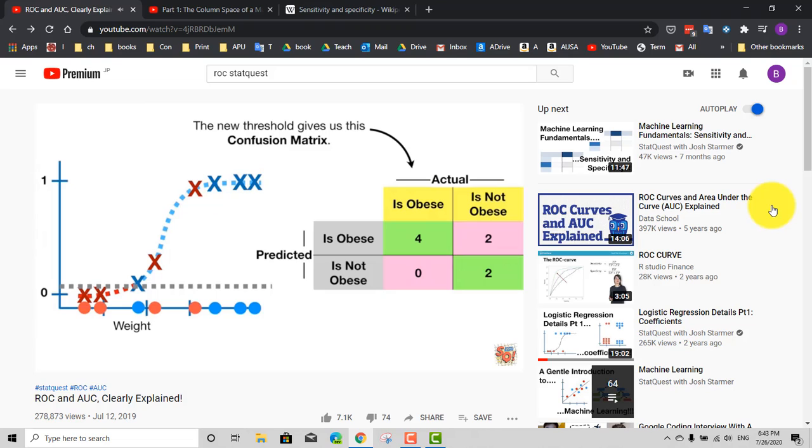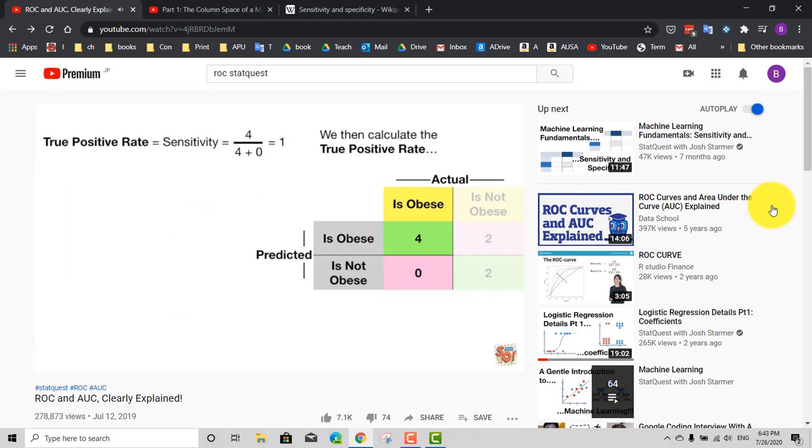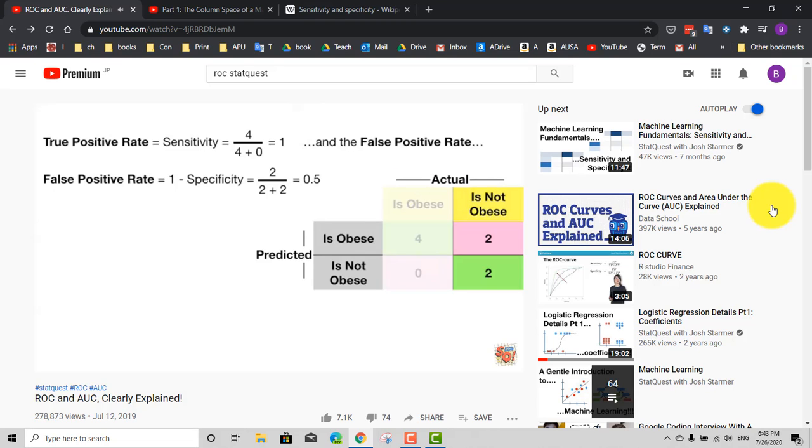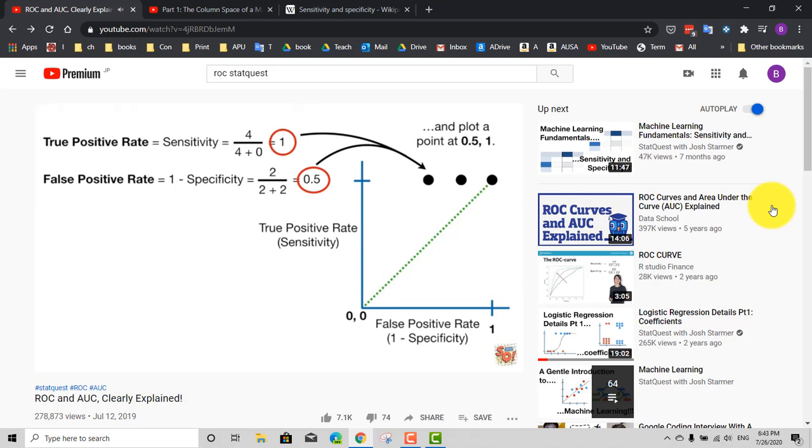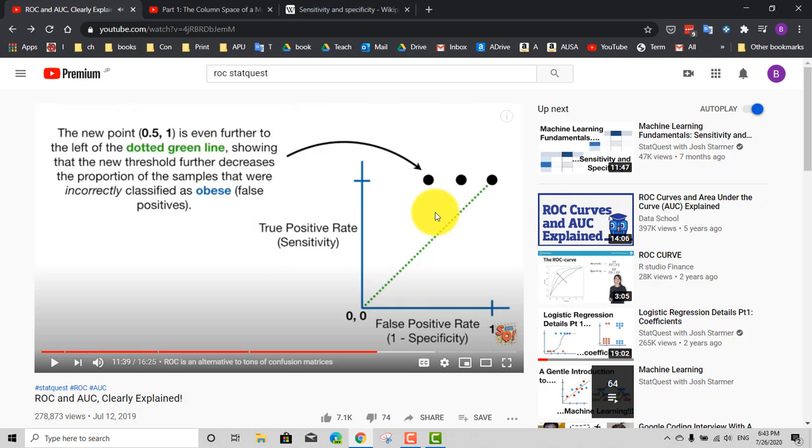Now let's increase the threshold so that all but the two lightest samples are called obese. The new threshold gives us this confusion matrix. We then calculate the true positive rate and the false positive rate, and plot a point at 0.5, 1. Okay, what about this? Actually, this is even better than this one. The threshold that gives us this dot is better than the threshold that gives us this dot. Because again, we didn't lower the sensitivity at all, but the false positive rate got smaller.